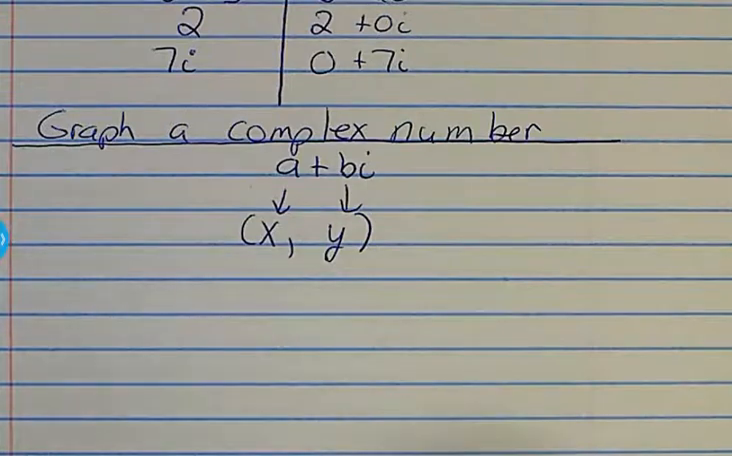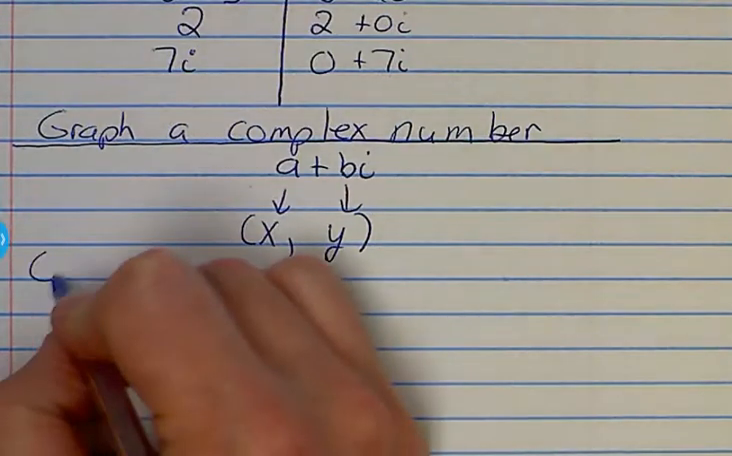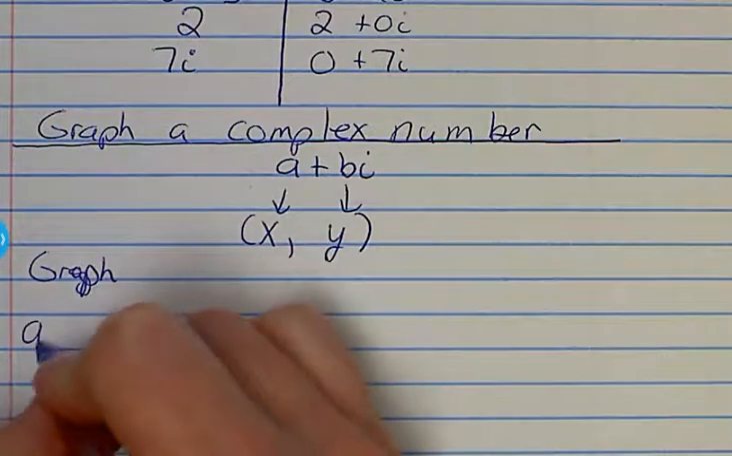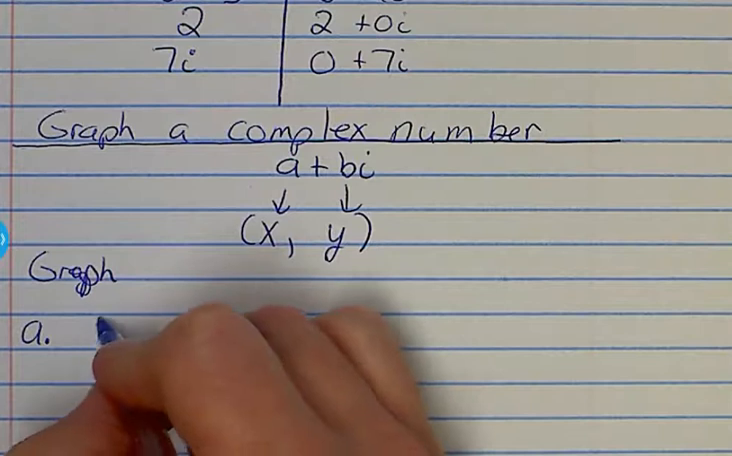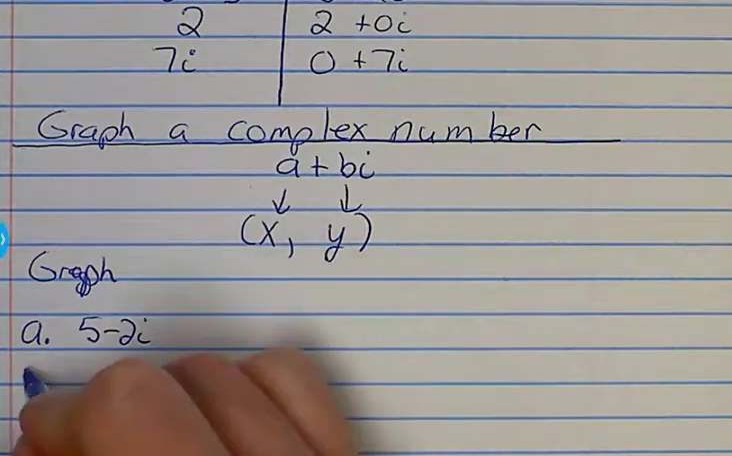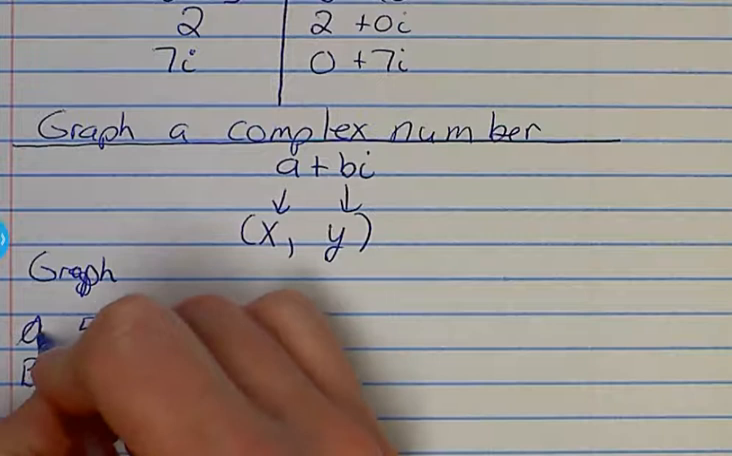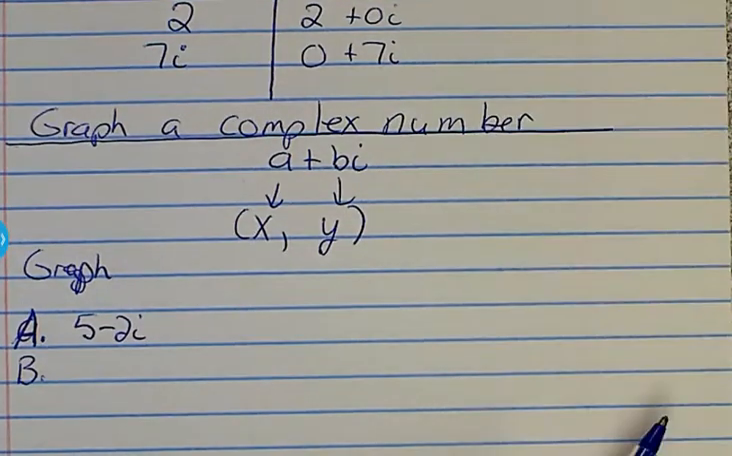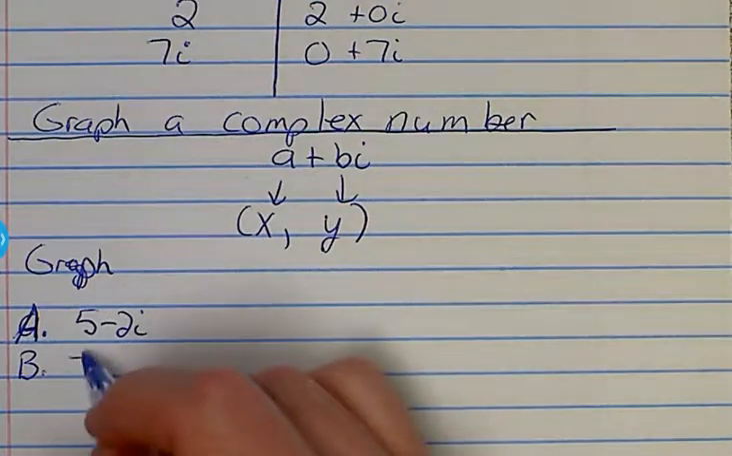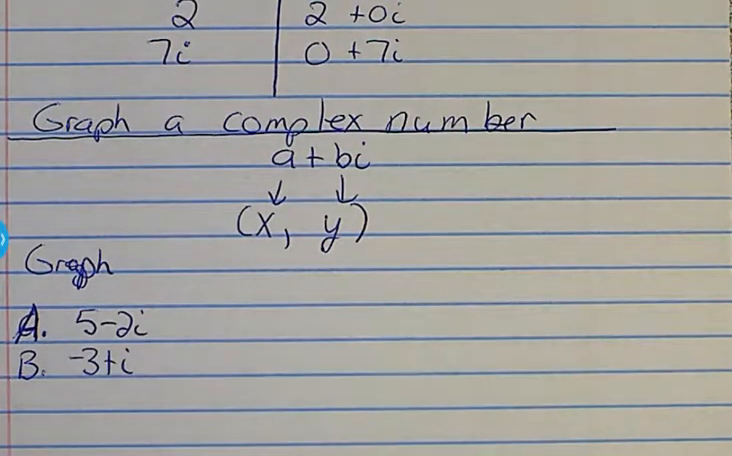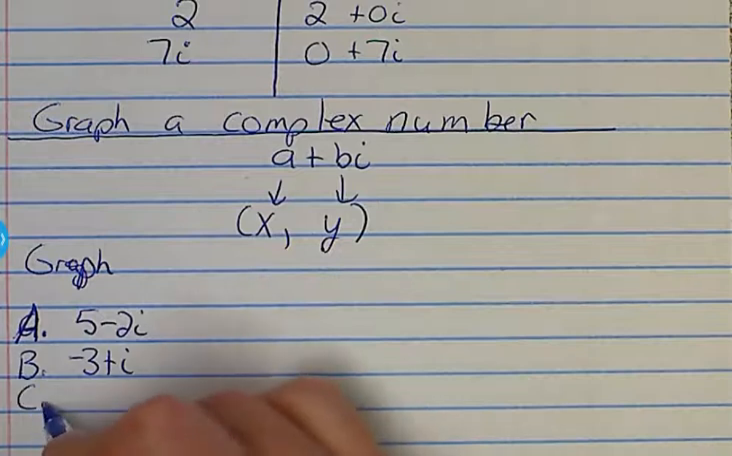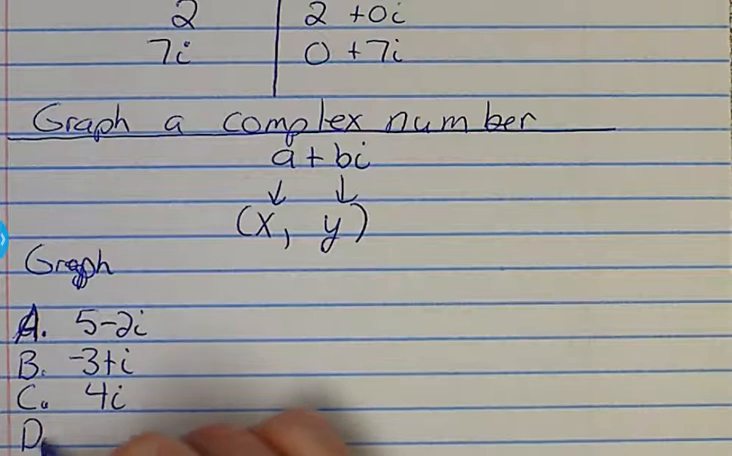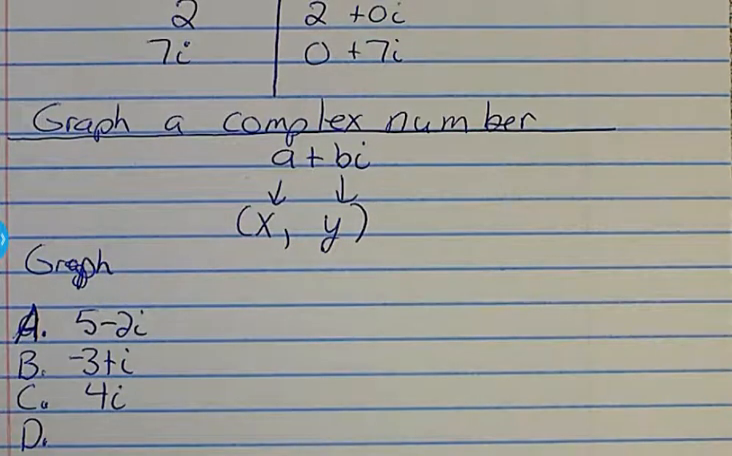Okay, so here's what we'll do. We'll just graph like 4 or 5 of these. Make that a capital A. So we'll do 5 minus 2I. Let's do negative 3 plus I. We'll do 4I. And then for D, let's just do negative 1.